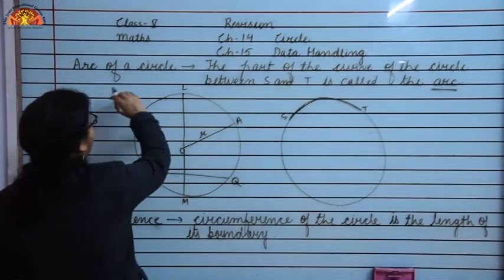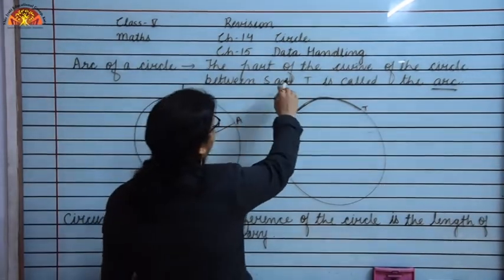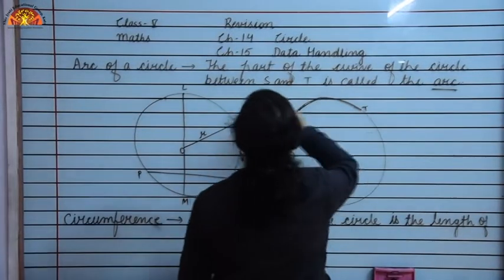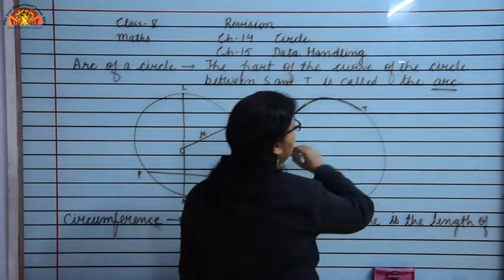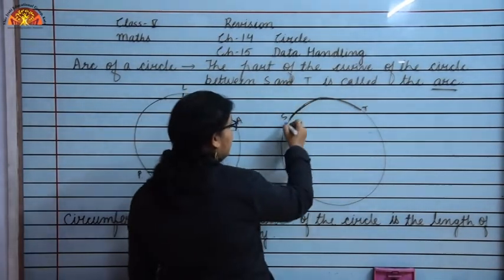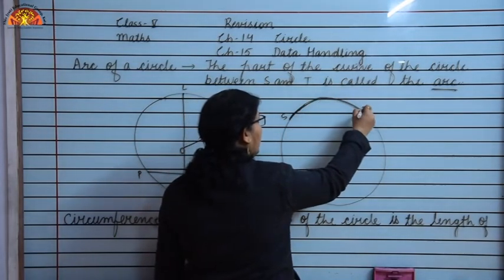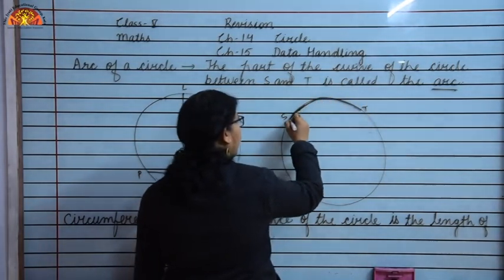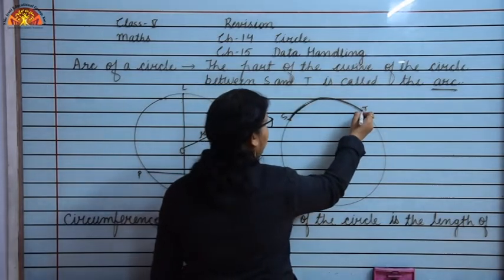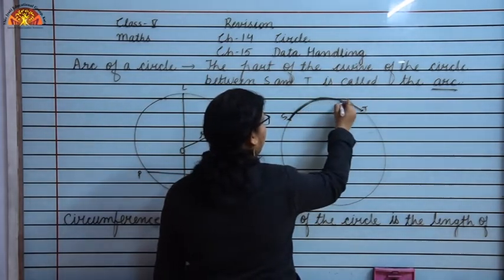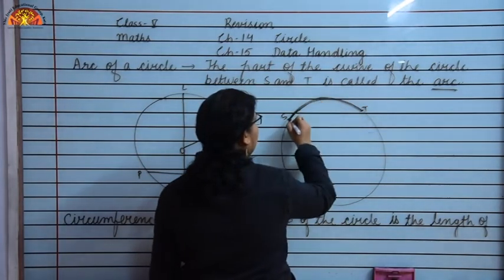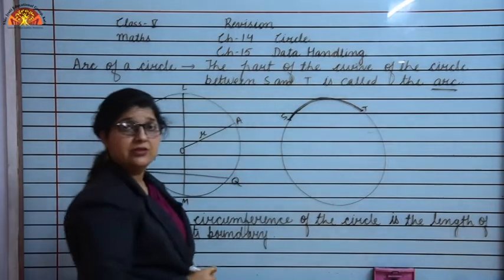Now students, arc of a circle. The part of the curve of the circle between S and T is called the arc. This is the circle and we take any 2 points on this curved area, on the circle, and the part between these 2 points is called the arc. So ST is the arc of the circle.